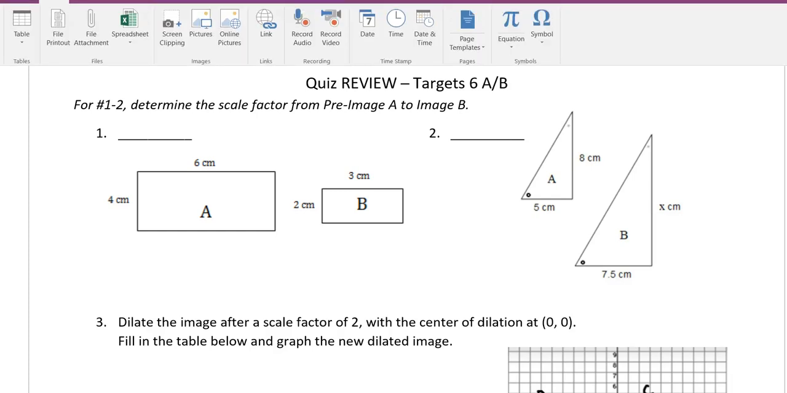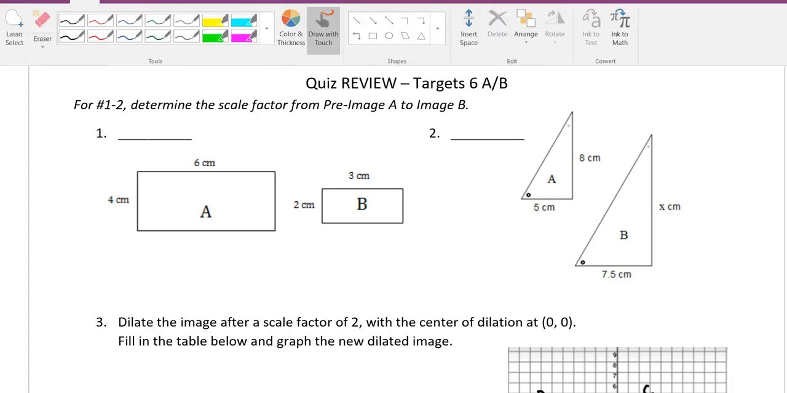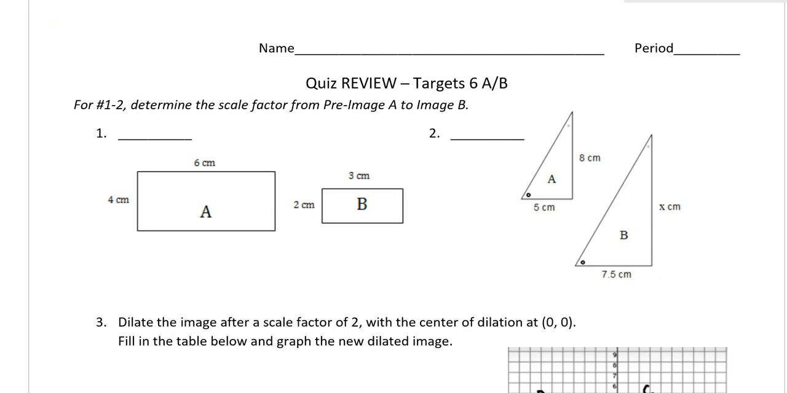Right, we are looking at our quiz review for target 6A and B. So looking at number 1, for numbers 1 through 2, we're determining the scale factor from pre-image A to image B.